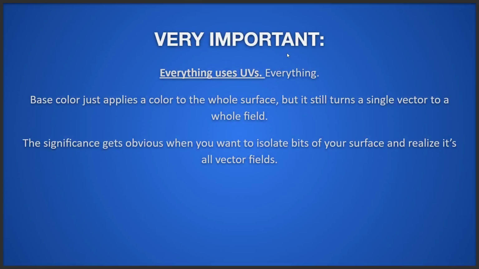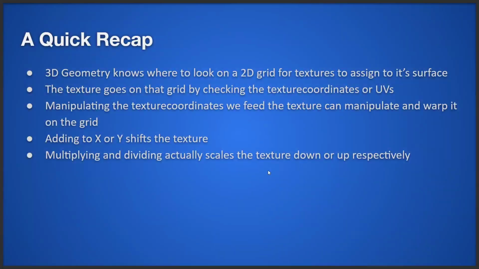So very important, everything uses UVs, everything. Base color applies a color to the whole surface, but it still turns a single vector into a whole field. This significance gets obvious when you want to isolate bits of your surface and you realize it's all vector fields. This kind of starts making sense soon. I'll show you some cool tricks really soon.